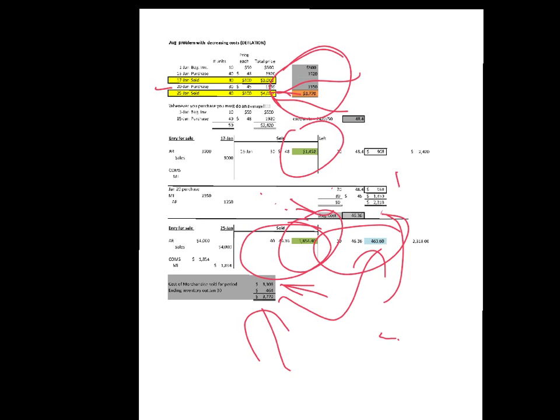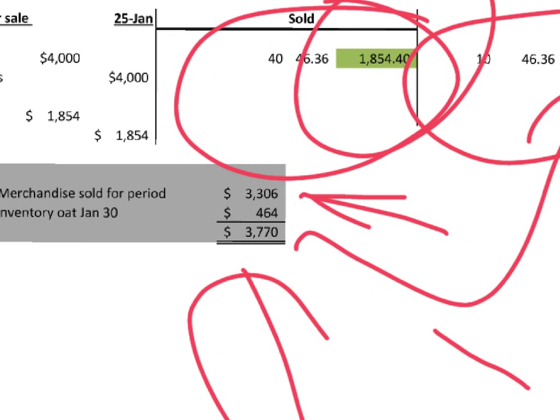So the question is, what's your cost of merchandise sold for the period? It's 3306. And what is your inventory for the period? 464.